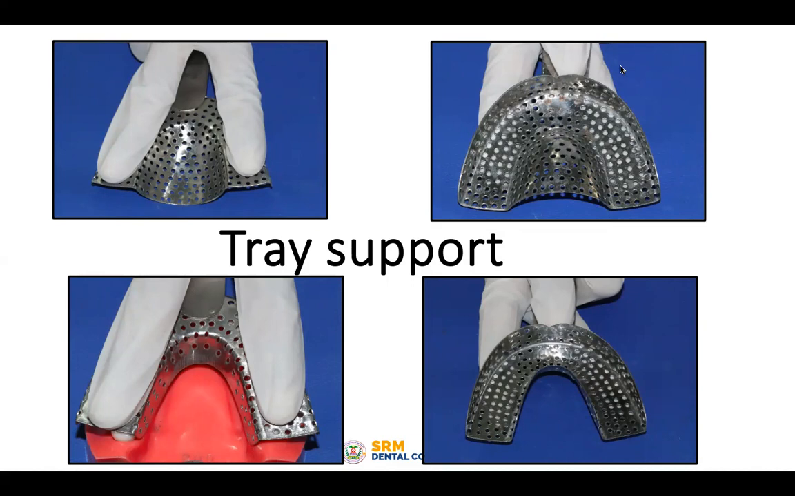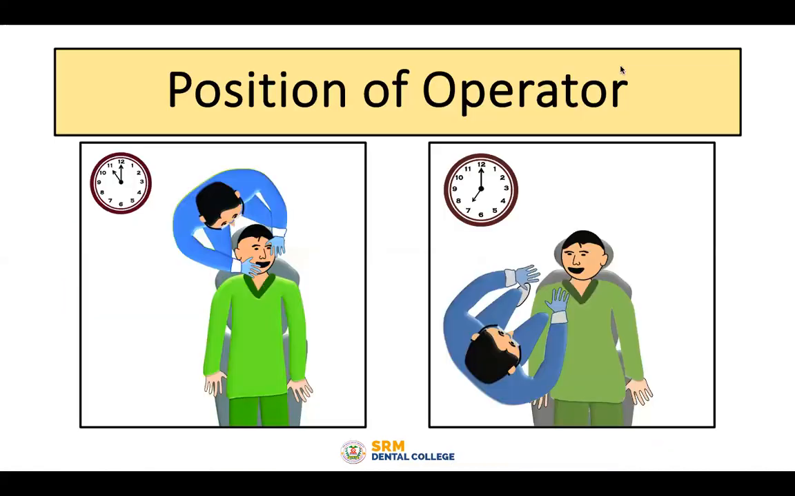If it is less supported, then there are greater chances of inadequate application of pressure while making the impression, as well as movement of the tray, especially in the mandibular impression tray. So the tray has to be adequately supported. It's also mandatory that this process is learned at the preclinical stage, so that with practice and as a habit, it becomes easy to make the impression during clinical procedures.